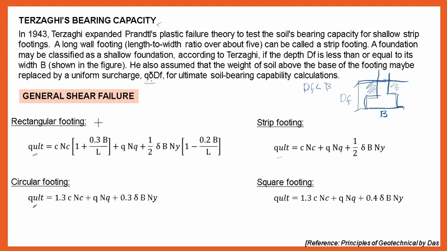For the rectangular footing, we have here the equation. For circular, we have here the equation, for the strip footing and for the square footing. Okay? So, yung mga Nc, yung mga notations na yan, dito yung mga notations na yan.